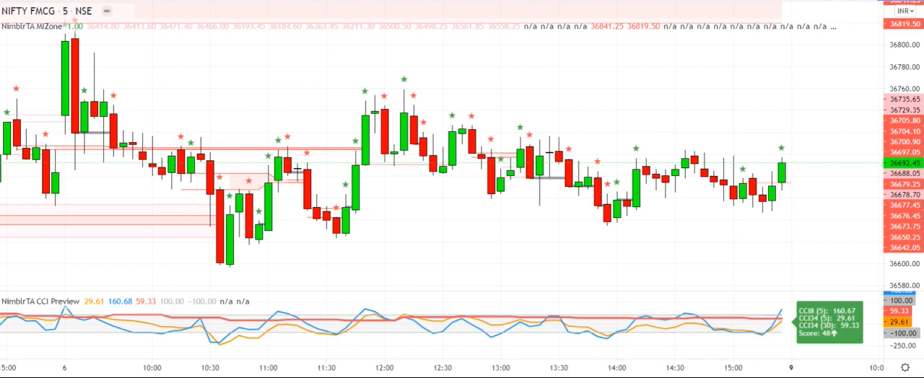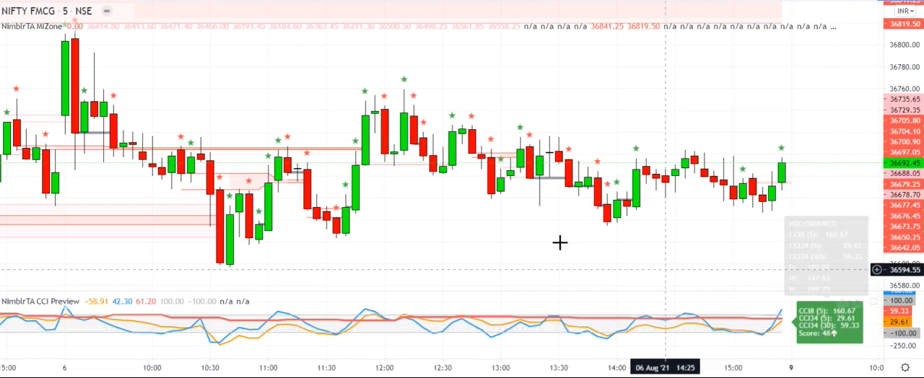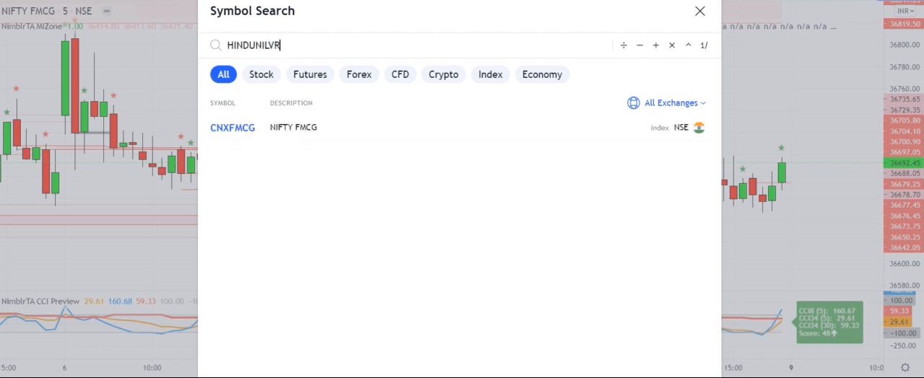Here on my screen is NimblrTA CCI indicator along with the MIZone template. To get the trade, I look for the indices which are the strongest. Over here, Nifty FMCG, we have the score which is in an increasing trend. It has increased and the current score value is 48. These are indicative of the health of the index or the stock. So this gives me a good idea of what stocks to choose for.